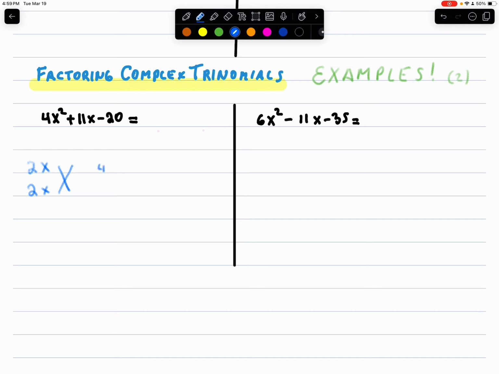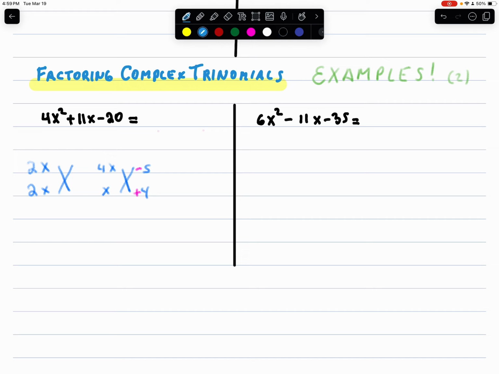Looks like I should have guessed 4x and x. Now, we've got 20, so it would be 5 and 4 or 4 and 5. I can't put the 4 on top because it's got the 4x, so I'm going to put 5 and 4. And now we're going to cross multiply. 4 times 4 is 16, and 1 and 5 is 5. With 16 and 5, can I make 11? Oh, yes, I can. As long as, well, I want the 16 to be positive. So I want the 4 times 4 to be positive, and then take away 5. That's the one that I want.